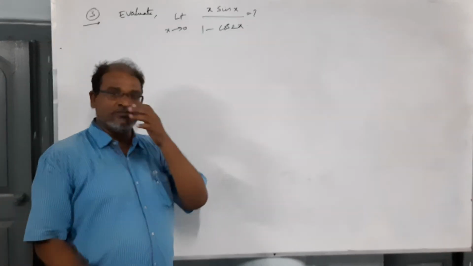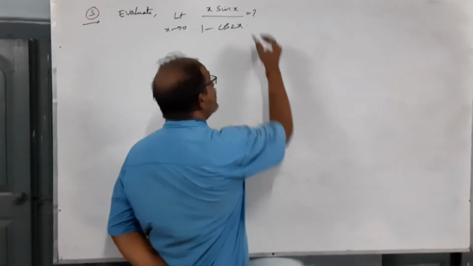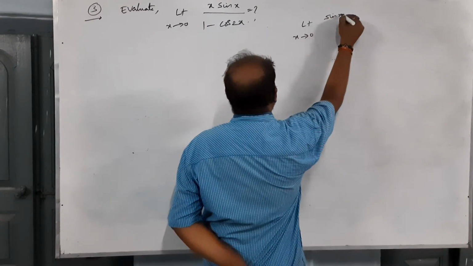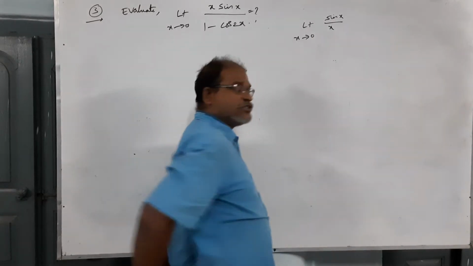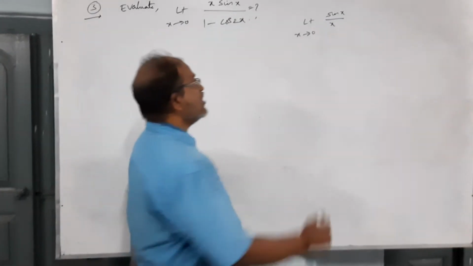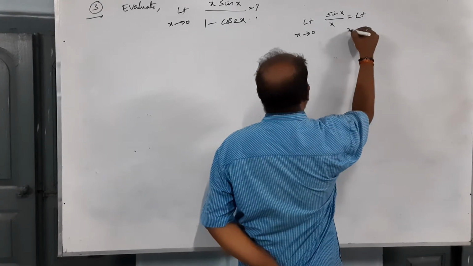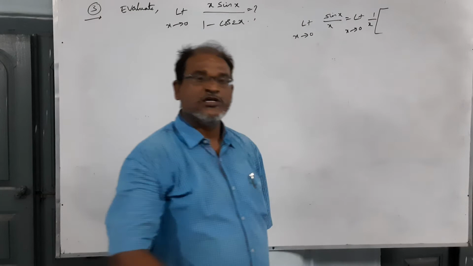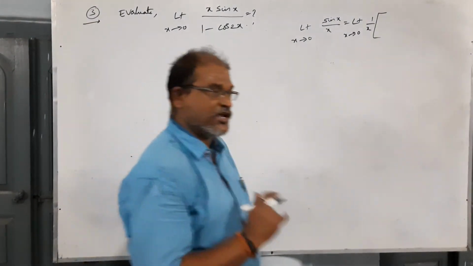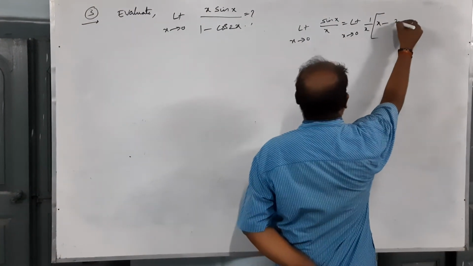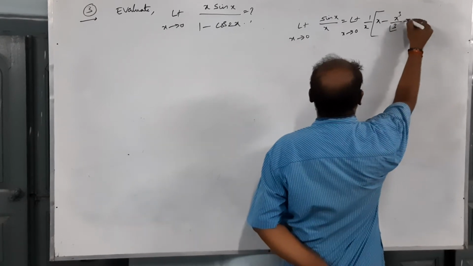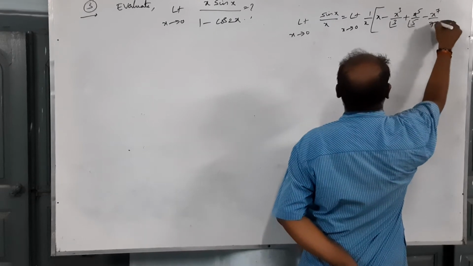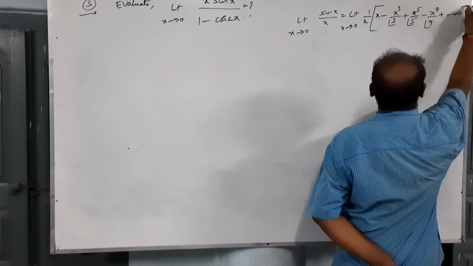Before going to the problem, first we can take the basic formula of limits: limit x tends to 0, sin x by x. This value is given by limit x tends to 0, 1 by x into the value of sin x. By Taylor's series, sin x equals x minus x cube by 3 factorial plus x power 5 by 5 factorial minus x power 7 by 7 factorial, and so on to infinity.